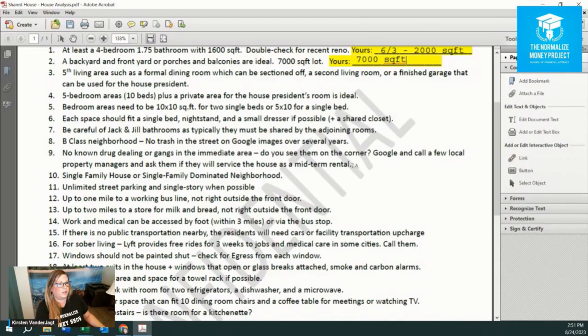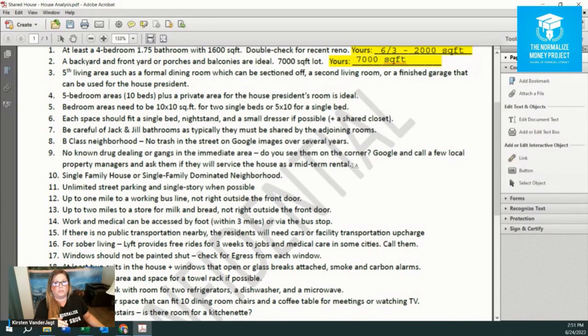So, call several property managers. Make sure you know what kind of clientele they like to deal with, and then ask them if they would be your property manager on this address as a midterm rental. And that's it. And if they say, yeah, sure, no problem, then that's good. Ask them about the neighborhood. What do you think of this neighborhood?